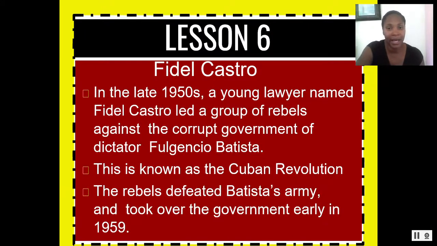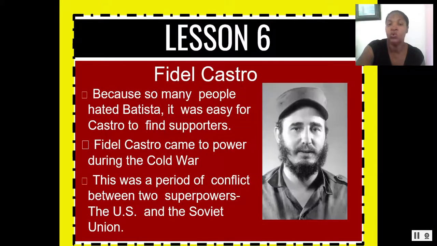Then you had Castro coming up in the late 50s, a lawyer, young, brilliant, and a rebel, as it turns out to be, who took over after Batista left. And this is a little background of Fidel that you can look at. You can pause the video to look at it and to read it and to become familiar with it.